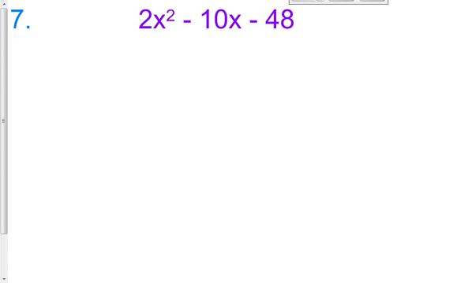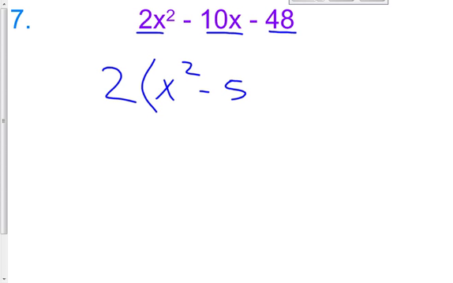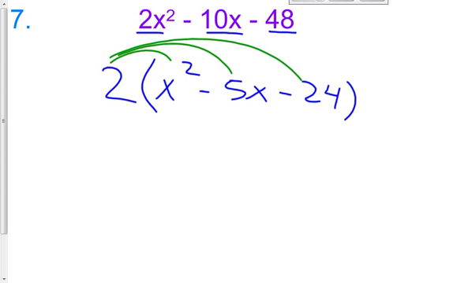Number 7, 2x squared minus 10x minus 48. Hopefully you see once again that all of these are even numbers. So let's take out a greatest common factor of a positive 2. Taking out a 2, we're left with x squared minus 5x minus 24. At this stage, sometimes what I often do is I check my work just to make sure that I took out the GCF correctly by distributing this to get right back to my original.